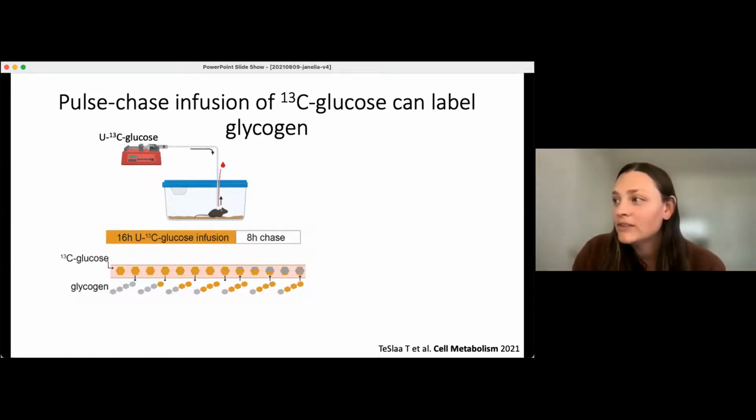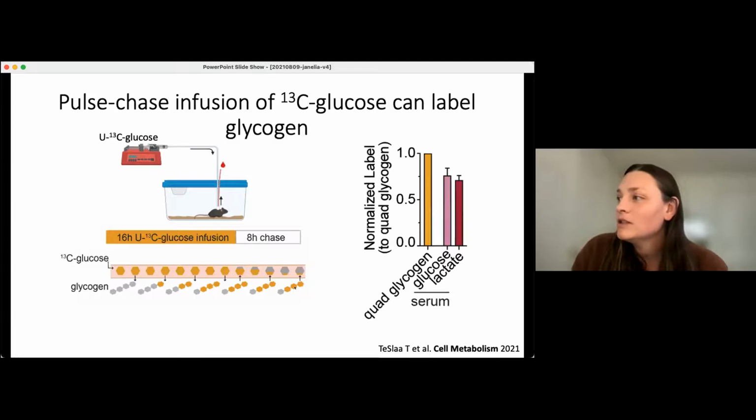And so now we have a system where we have labeled glycogen and we can ask how much lactate comes from that glycogen. And so what we see when we normalize our labeling to glycogen in the tissues is that we have a large amount of labeling of both circulating glucose and circulating lactate. And this makes sense because we know that a lot of glucose comes from glycogen in the liver. So the question becomes, does this labeled lactate come from the labeled glucose or the labeled glycogen?